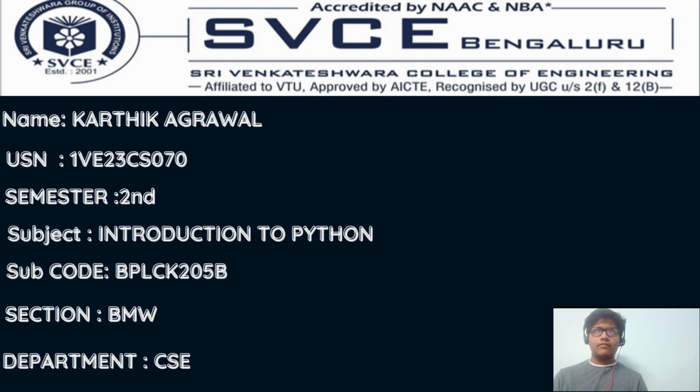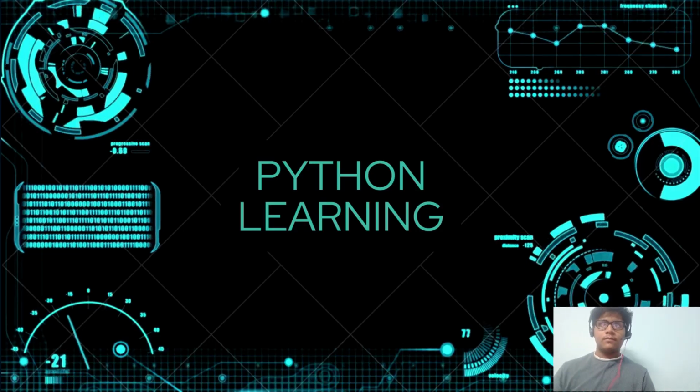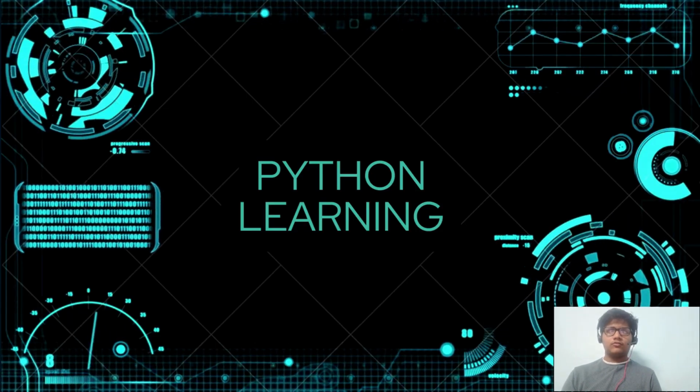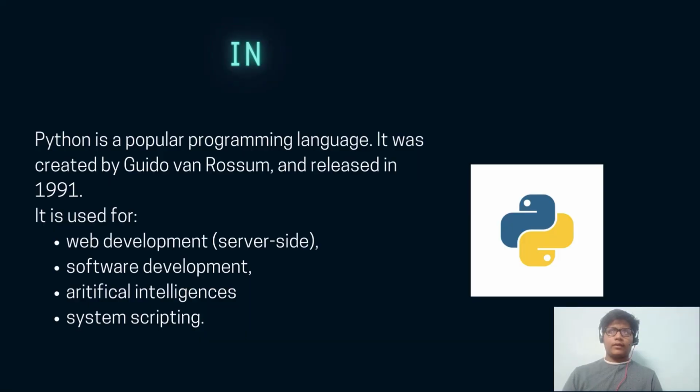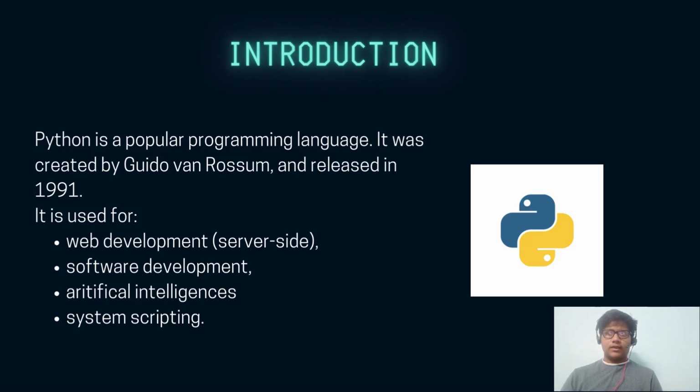So, let's dive into today's topic. Today we're here to learn about Python programming language. Before starting, let me give a small introduction on Python programming language. Python is a popular programming language. It was created by Guido van Rossum and released in 1991. Python has many uses. Python is used for web development, software development, system scripting, artificial intelligence. It is also used in making applications and gaming applications.